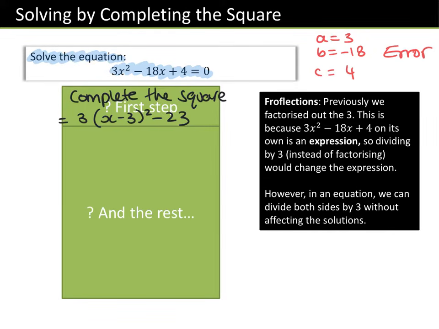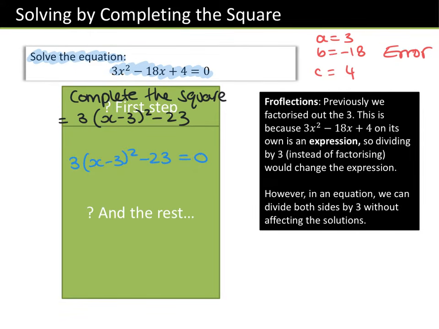Okay, it turns out this one we can factorise. Normally, we complete the square when we cannot factorise, okay? How we solve this, though, is once we complete the square, we have it in the form 3 lots of x minus 3 squared minus 23 equals 0. All we're going to do now is classic rearranging.